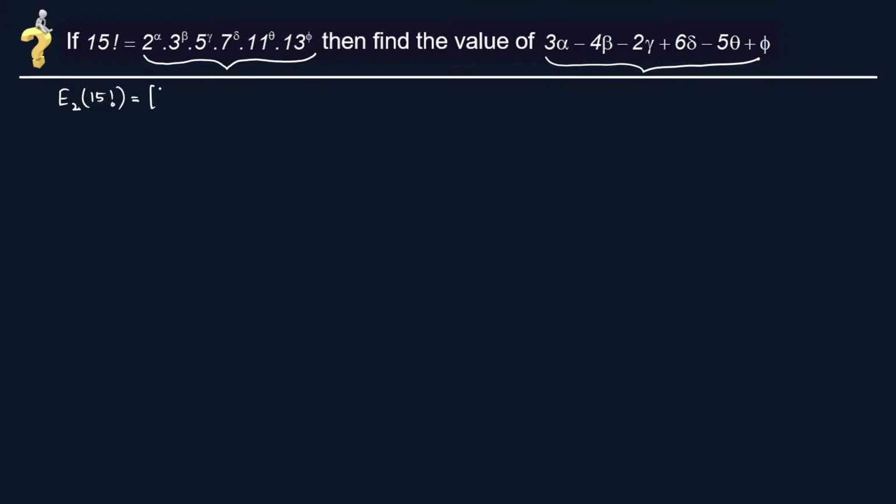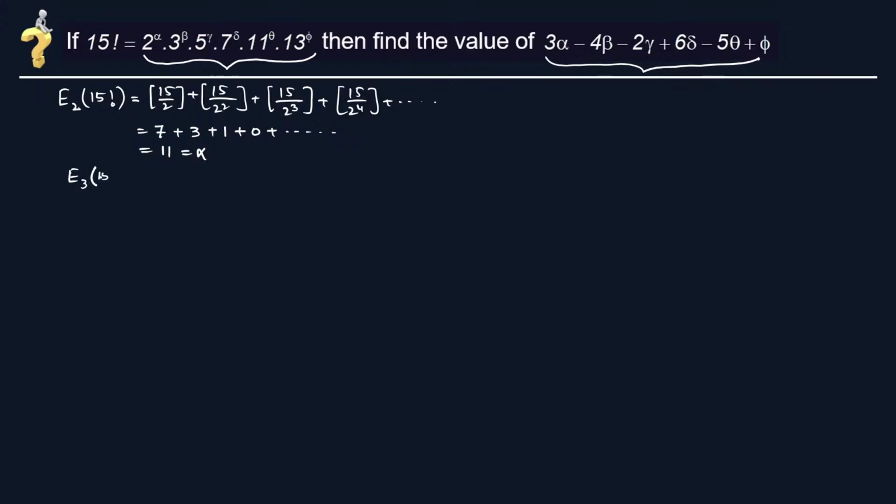So that gives us 7, 3, 1 and 0. So it's only 11, right? So this is actually your alpha. Am I correct? Let us find out what is the exponent of 3 in 15.